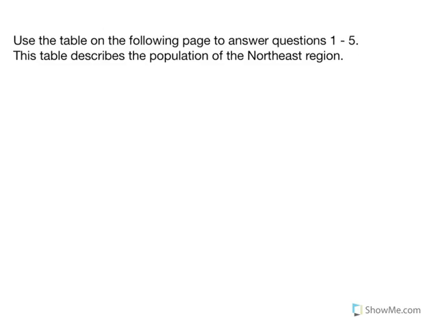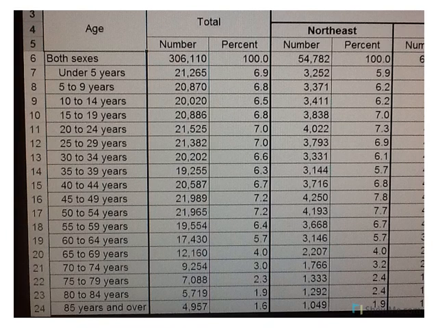We're going to use the table in the following page to answer questions 1 through 5, dealing with the different age groups, children, working class, and then old age, and doing some comparisons and ratios. And this table describes the population of the Northeast region. So you can see these are the numbers that we're going to reference. I am not going to flip back and forth, but you might want to pause and write things down as we're working through this, or take a picture on your phone so you have another view. It'll be easier because I'm not going to flip back and forth. But these are the numbers. We're dealing with the Northeast region.